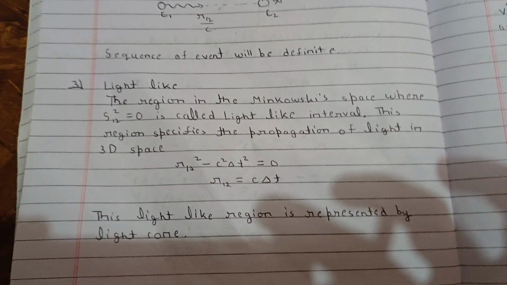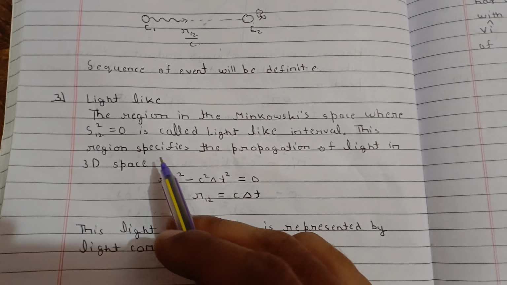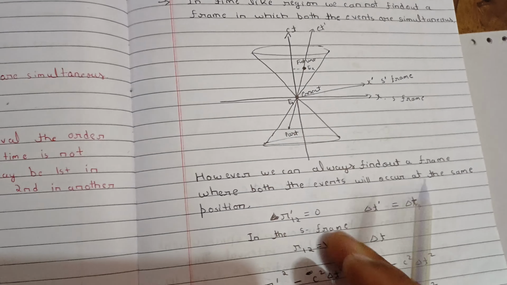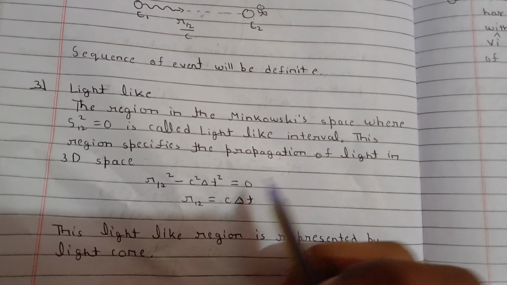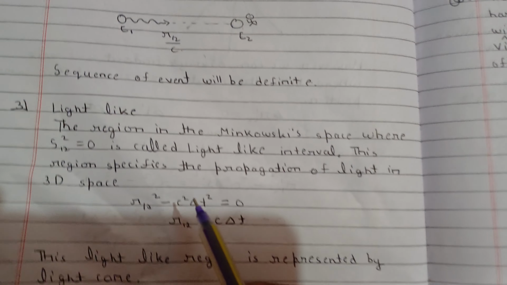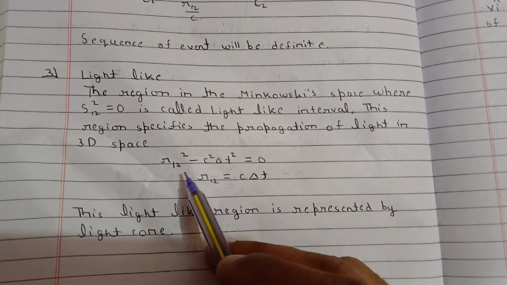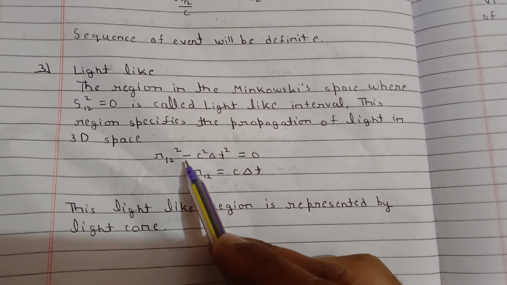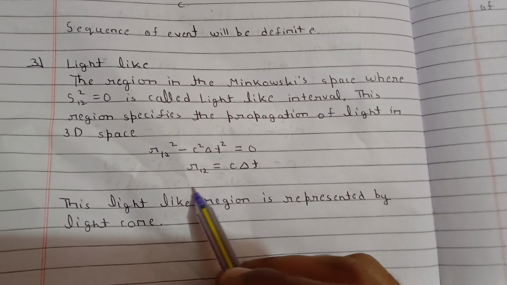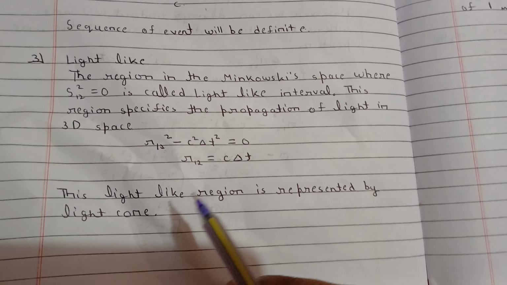Third was the light-like. We already discussed it. The region in the Minkowski space where S12 squared equals 0 is called the light-like interval. So it's all the cone. All the points on the cone are nothing but the light-like region. Here the equation represents the propagation of light in 3D space, and all the points on the cone will satisfy this equation. And here R12 is c delta t. This light-like region is represented by the light cone. So that's all in the Minkowski space.